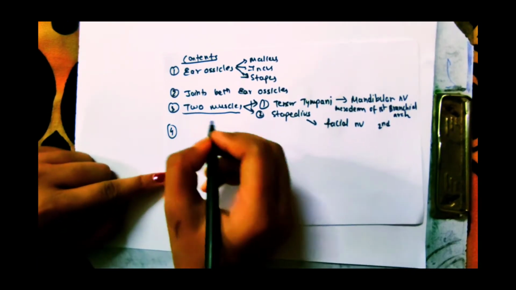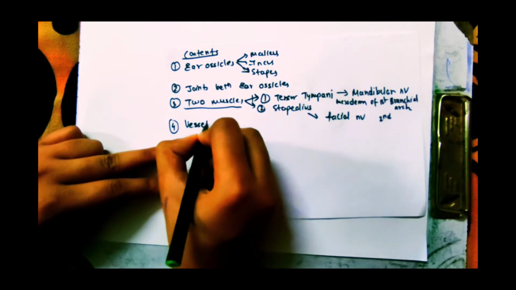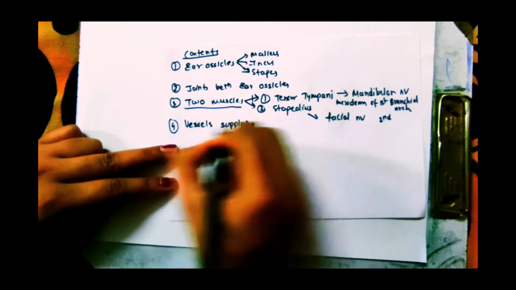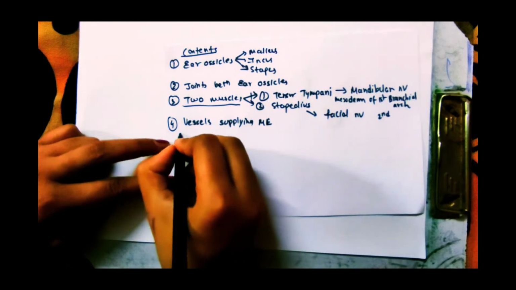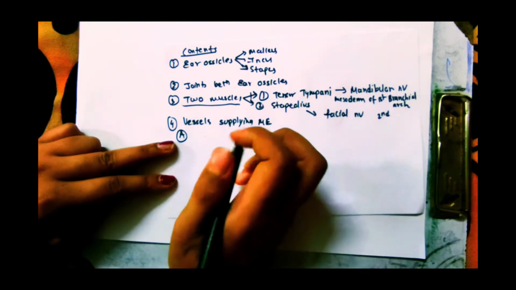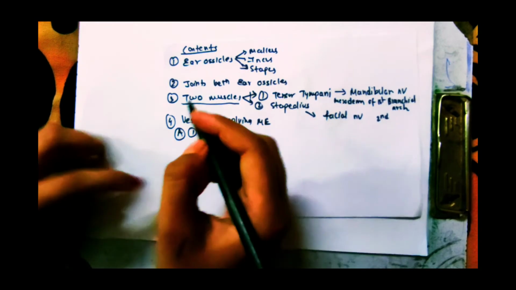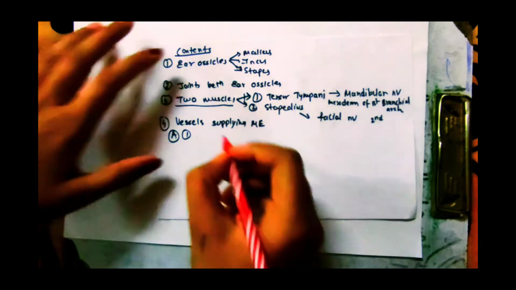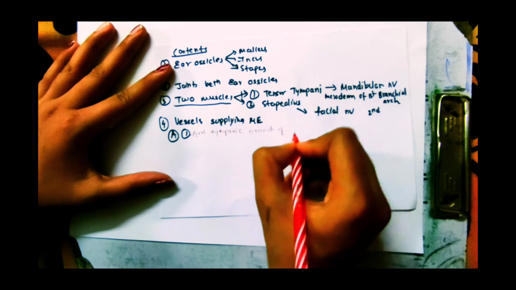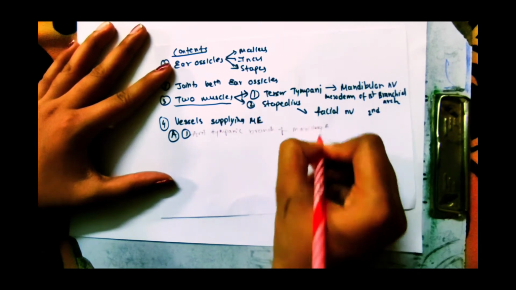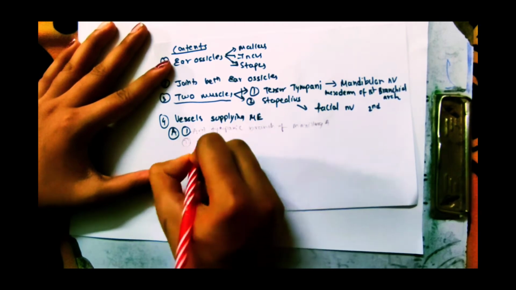Then the vessels supplying and draining the middle ear. They consist of arteries, veins, and lymphatics. In arteries, there are 5 arteries which supply the middle ear. First, the anterior tympanic branch of the maxillary artery. Second, the posterior tympanic branch of the stylomastoid branch of the posterior auricular artery.